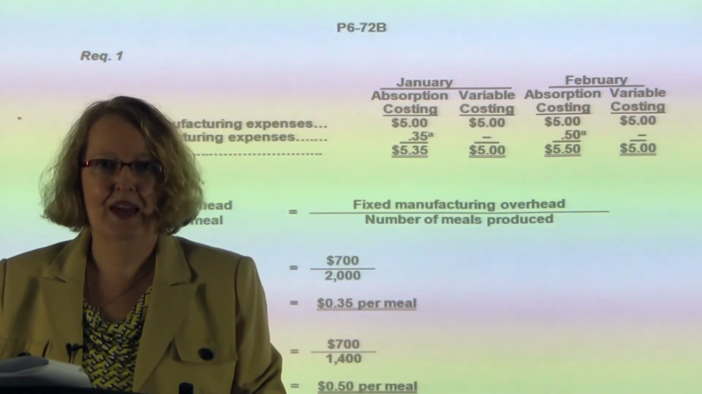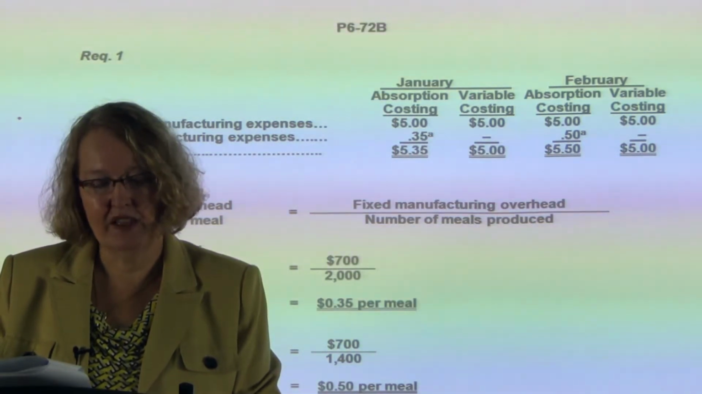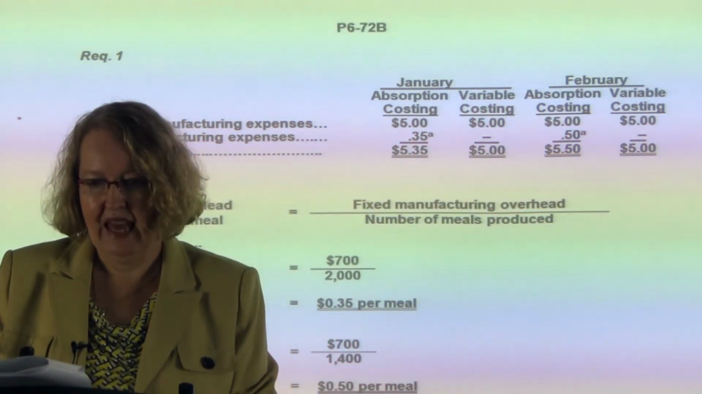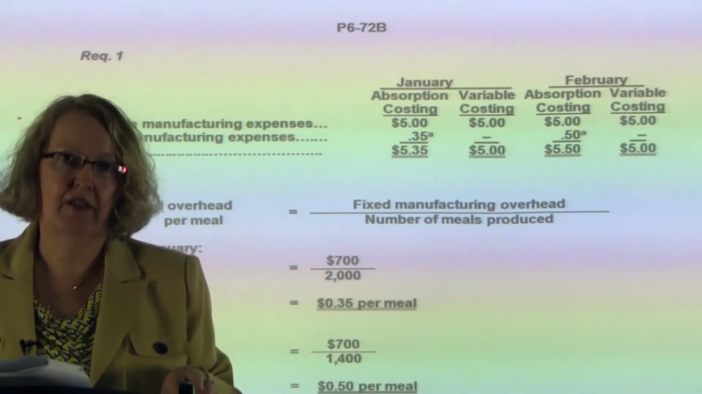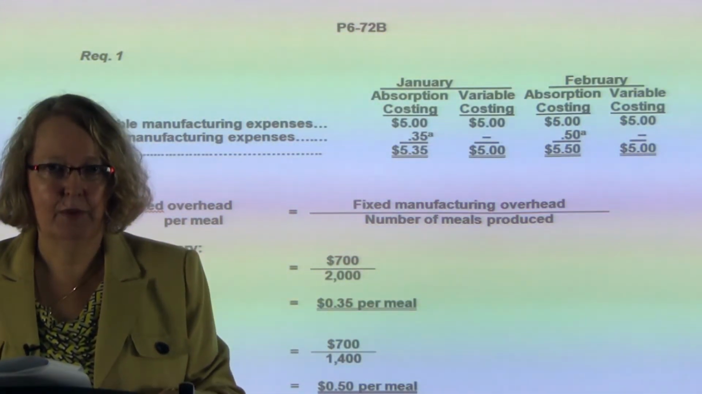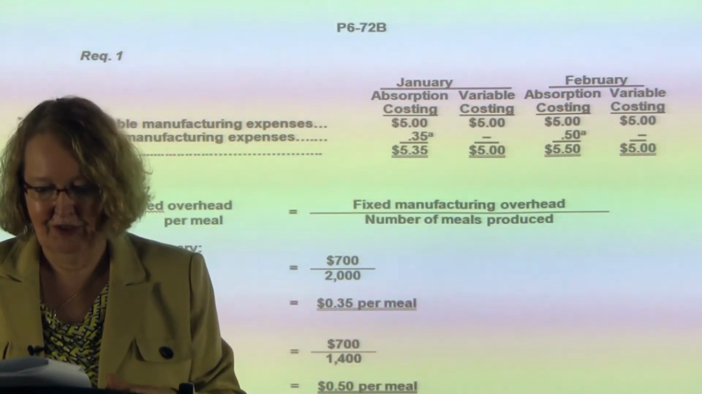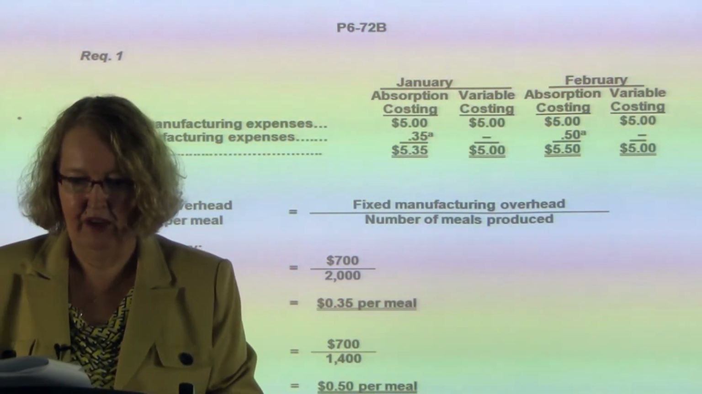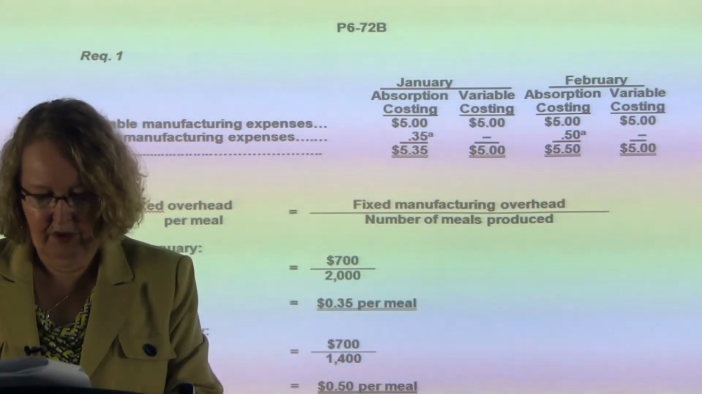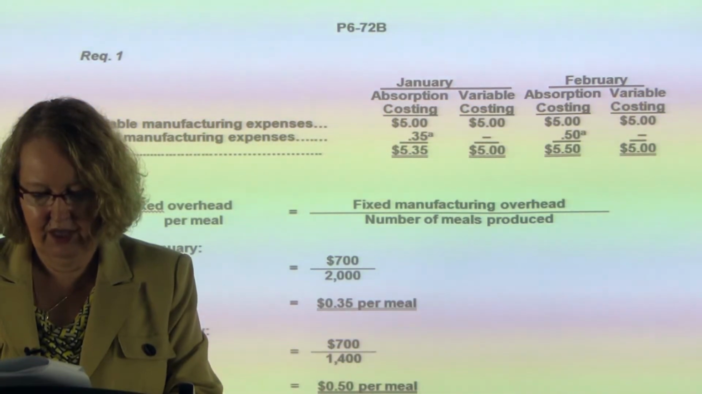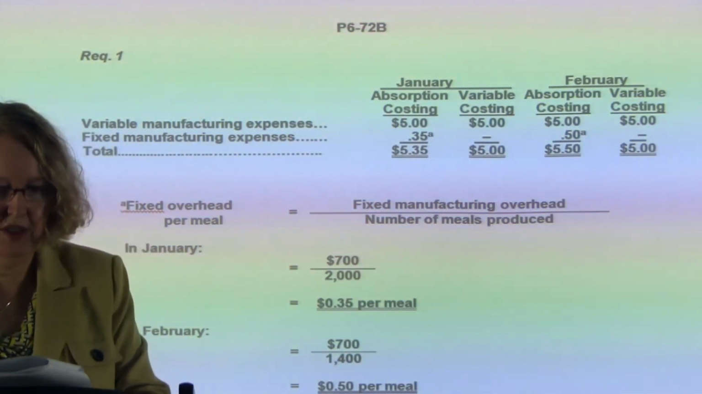So we're going to move away a bit now from looking at breaking down our total or mixed cost into fixed and variable. In this problem, we're looking at preparing our income statement using the absorption cost method and the variable cost method. And obviously, you're going to have a different outcome. So the first thing we want to do is requirement 1. It says compute the cost per meal under absorption costing and variable costing methods.